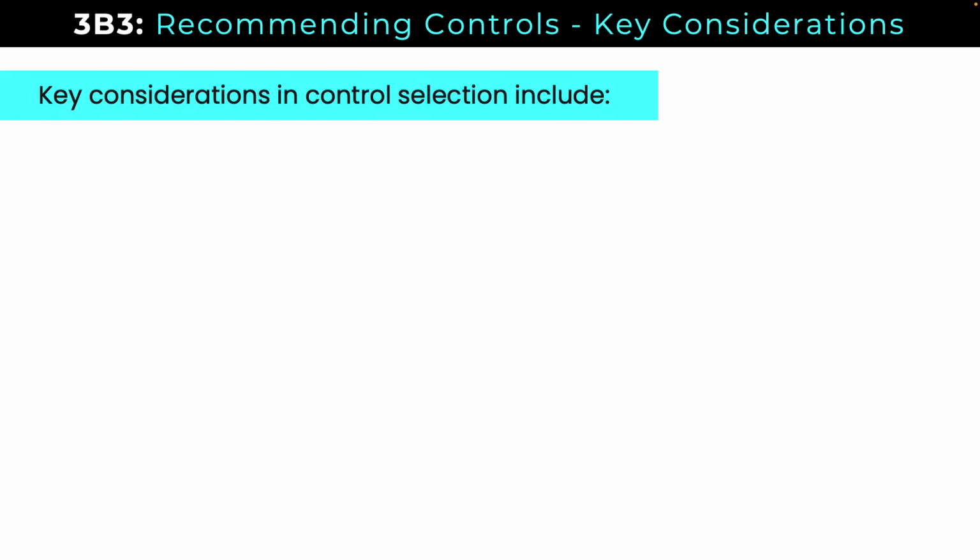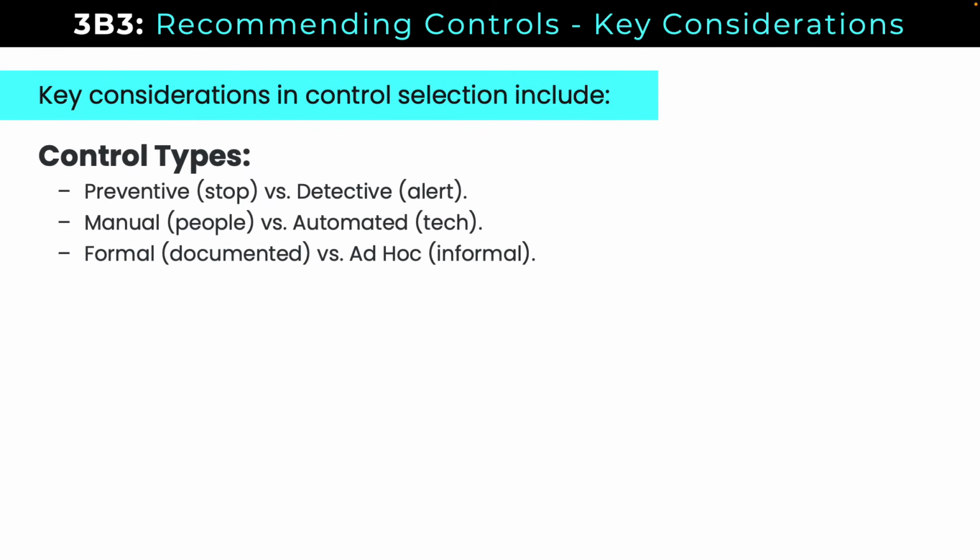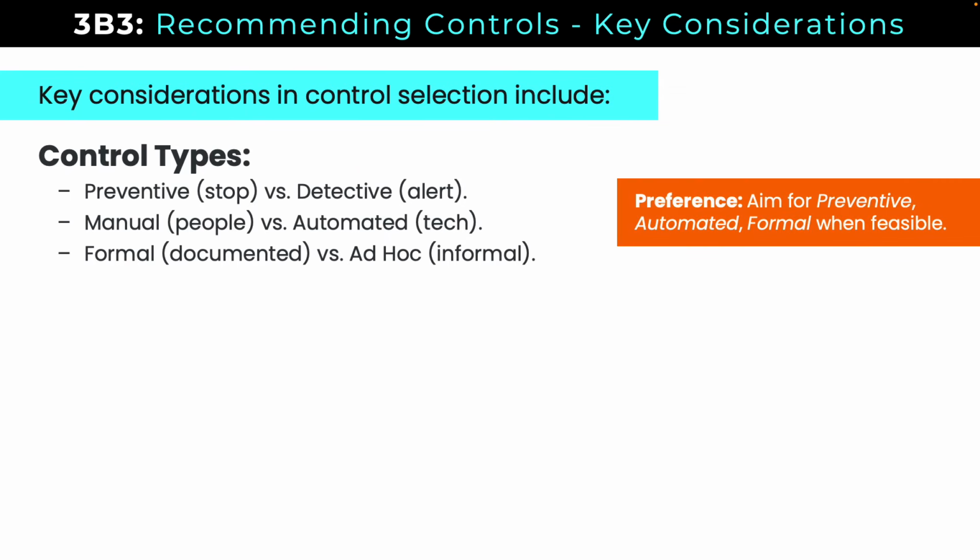So let's talk about key considerations in control selection. When we look at our control types, we have preventive and detective. So one stops an attack, the other detects an attack and alerts. We have manual controls and automated controls. People tend to be the manual control, automation, so technology, tends to be our automated controls. We have formal and ad hoc. Formal controls are documented and ad hoc controls are informal and less well managed. So our preference is going to be for preventive, automated, and formal whenever that is possible.